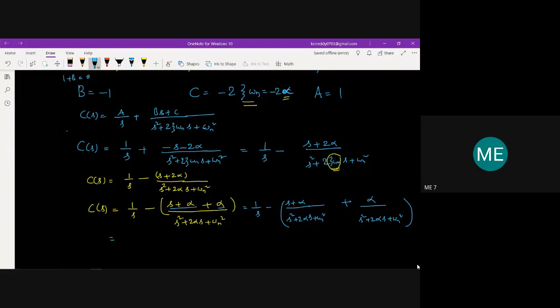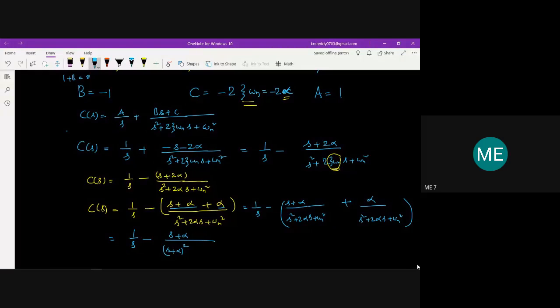Next, this s plus alpha by, if I want to get into the form of Laplace transformation, because I need to apply the inverse Laplace transformation to get the time domain. So here it is in the form of s plus a, so here also I have to get in the form of s plus a. But it is second order, so I'll write in the whole square form, that is 1 by s minus (s plus alpha) divided by (s plus alpha) whole square.